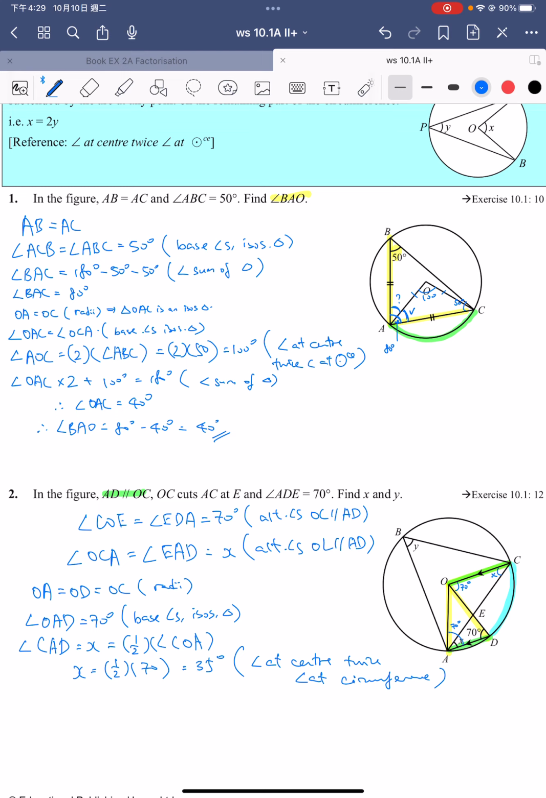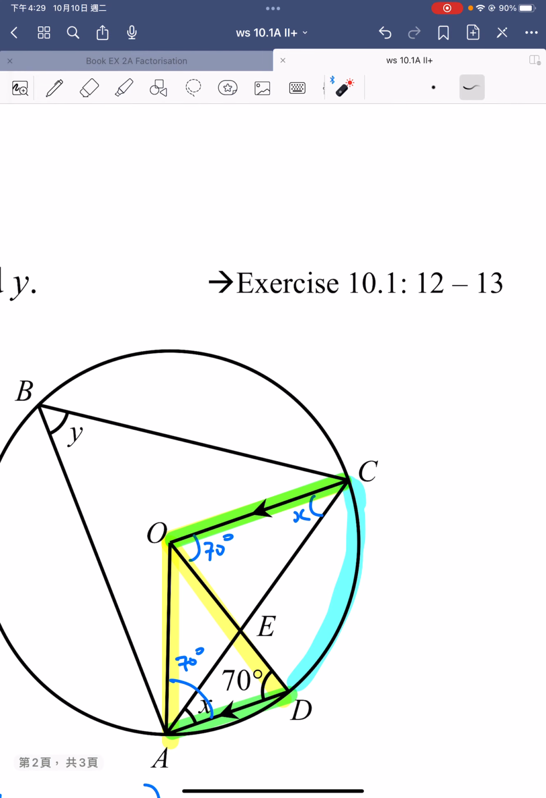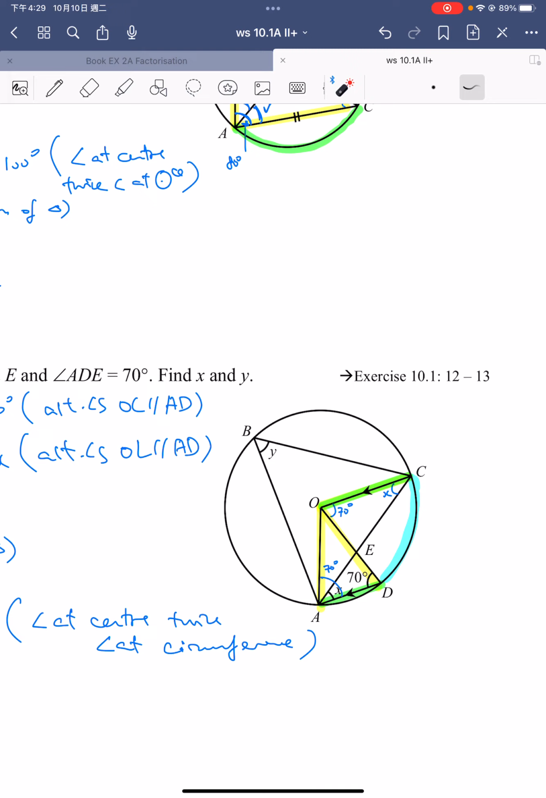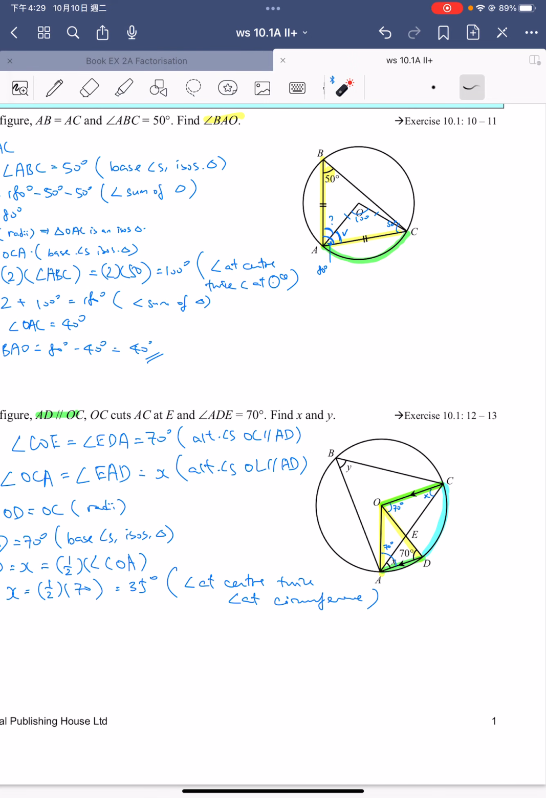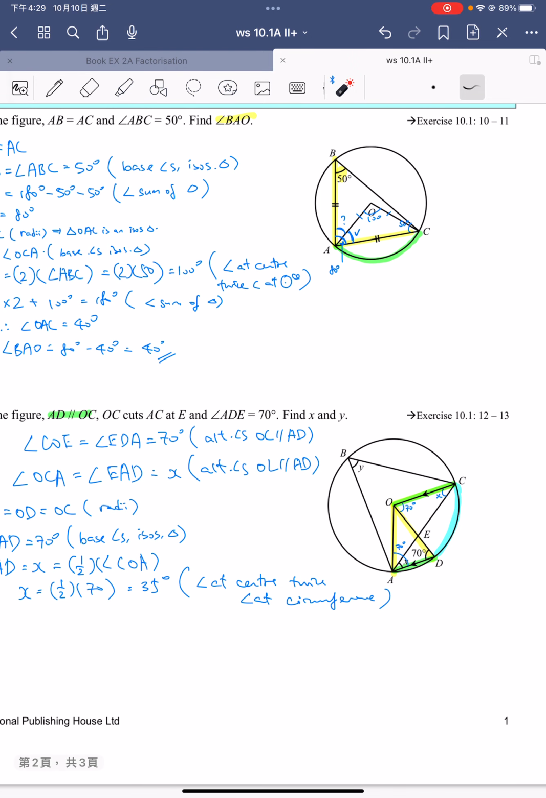So I will say again, because this COD is looking at this arc CD, isn't it? And so is this X. This X is looking at the same arc as well, but our O is at the center, which is the angle at the center, and this X is the angle at the circumference. So the angle at the center is twice the angle at the circumference, so we can find out X is actually 35 degrees.